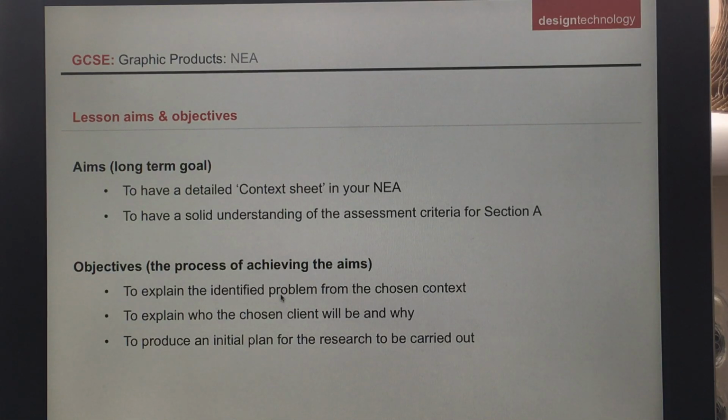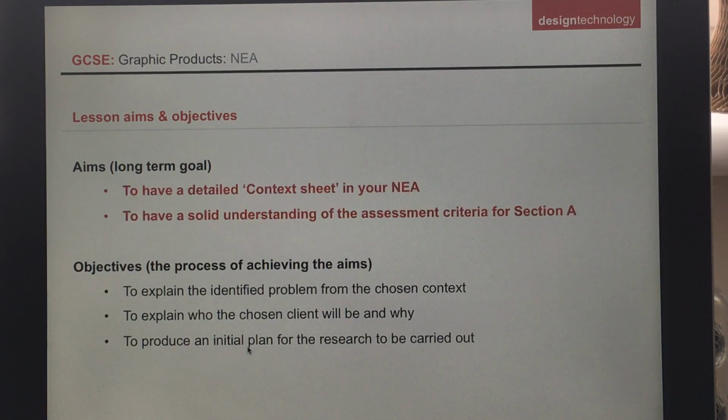One of them is identifying the chosen problem. One of them is who the client might be. And then we've got something called an initial plan to worry about. So if we look at this bit first on the PowerPoint, we're looking at the problem first of all.